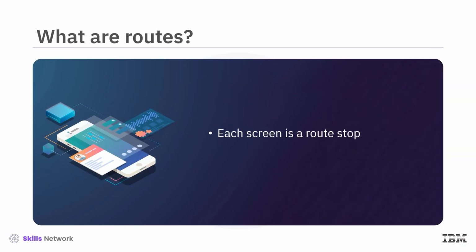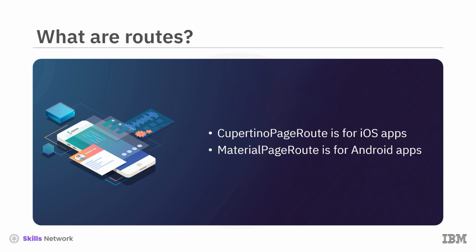First, consider each screen in your app as a route stop to create a practical framework for seamless navigation. In Flutter, routes are typically instances of CupertinoPageRoute or MaterialPageRoute classes. CupertinoPageRoute offers iOS native-like experiences, while MaterialPageRoute gives your app a look and feel that resonates with Android users. These predefined classes will help you implement platform-specific transitions to meet specific app customization requirements.